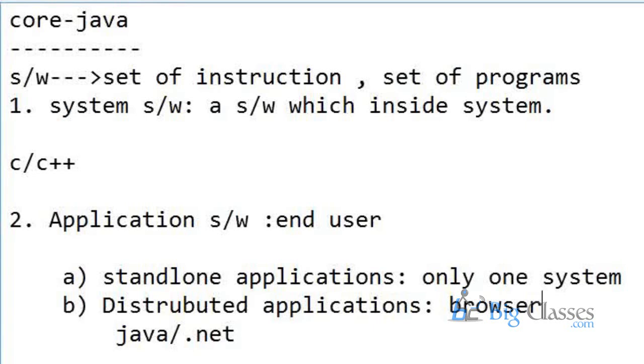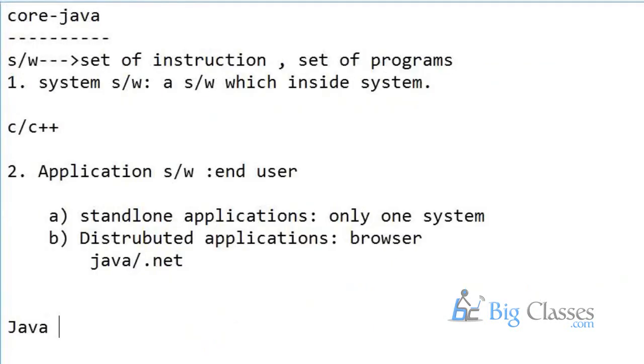The main aim of a distributed application is that I can share my result across the globe. For example, I can open any game as a distributed application. No need to install the software. If you have a browser, it is okay. No need to install separately for Gmail, Yahoo, and like that. So these types of applications, whether you want to create standalone or distributed, you should use Java. The applications are like desktop applications as well as mobile applications. Yes, we are using Java and .NET.